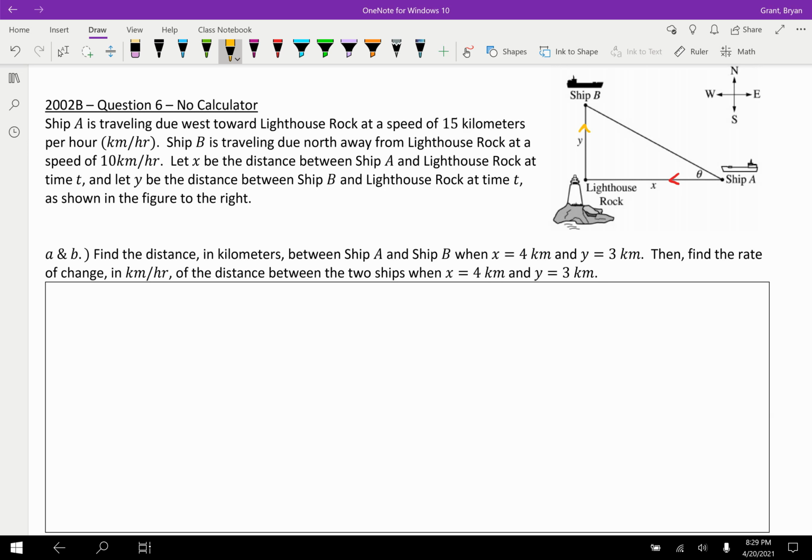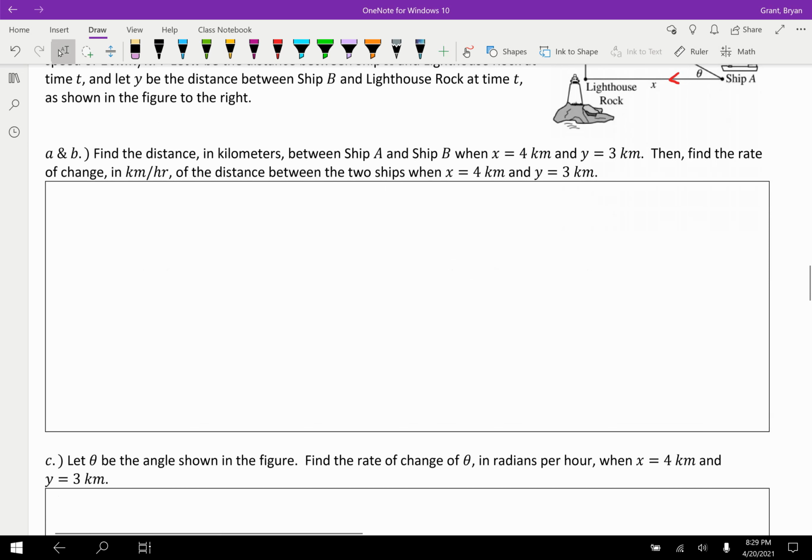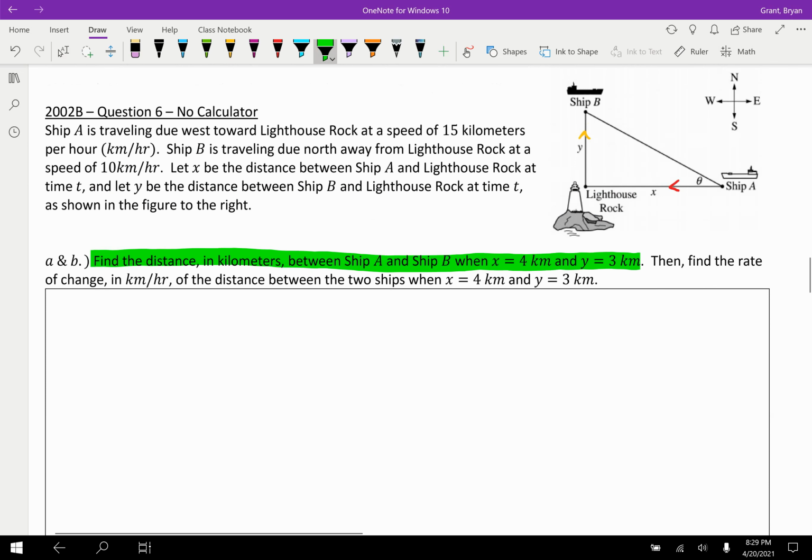Find the distance in kilometers between ship A and ship B when x is 4 and y is 3. Then find the rate of change of the distance between the 2 ships. So let's do the first part first. Find the distance in kilometers. This one actually has no calculus, but it's going to set something else up for us. Let's name the distance between them. I think r is probably going to be pretty common, or c if you think of the Pythagorean theorem. We can see that right angle, yeah. So I'm going to use r to indicate the distance between the 2 ships.